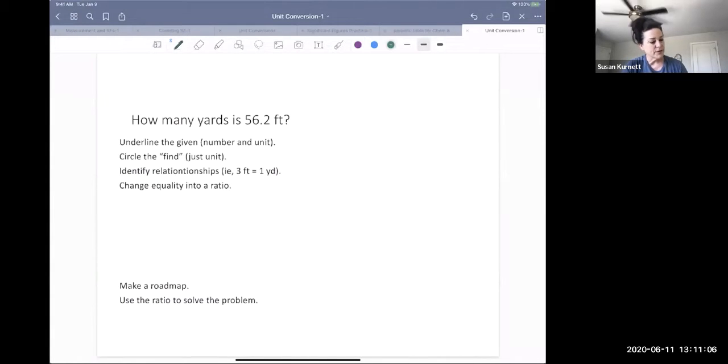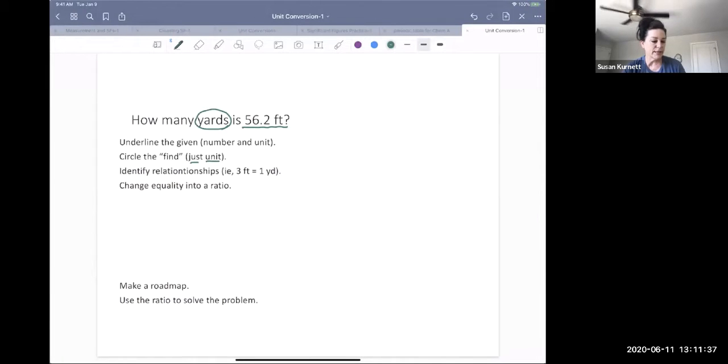Okay, so the first thing to do is to underline the given. So there's the given and what you're going to find. The given will have both a number and unit. I'm underlining it because I want to identify that's a good starting place. That's the given. And then circle the find. So the question says how many yards? I'm looking for an answer that has units of yards. And the find has just a unit.